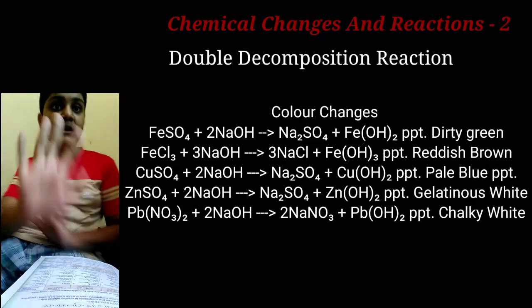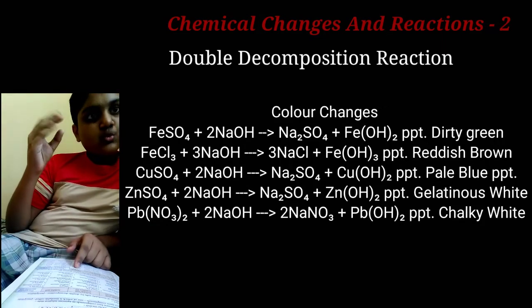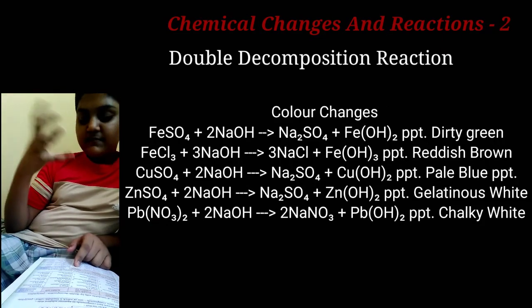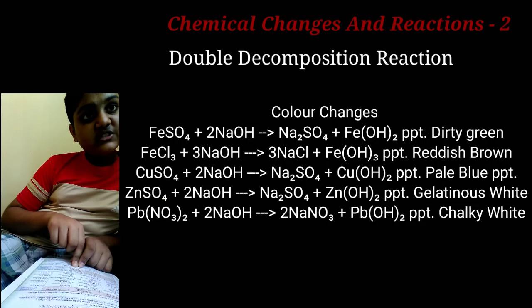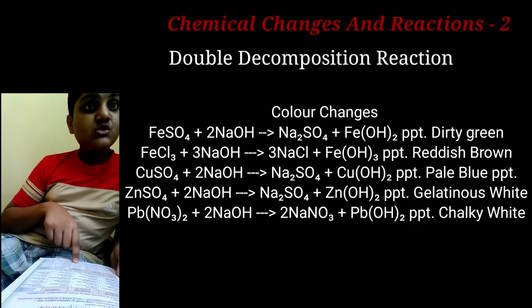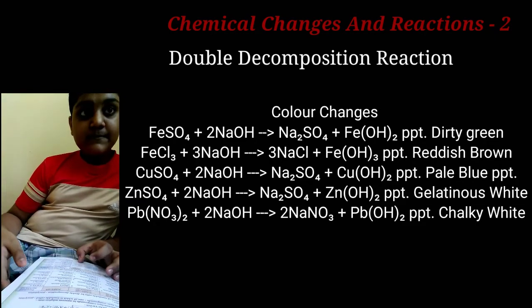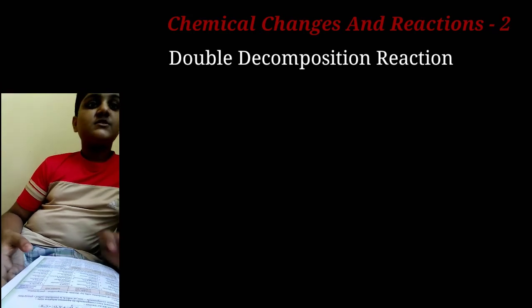So we have 5. You have to know the 5 precipitate colors. That is Fe(OH)2. What is the color? Yeah, dirty green precipitate. Fe(OH)3, reddish brown precipitate. Cu(OH)2, pale blue precipitate. Zn(OH)2, gelatinous white precipitate, and Pb(OH)2, chalky white precipitate.